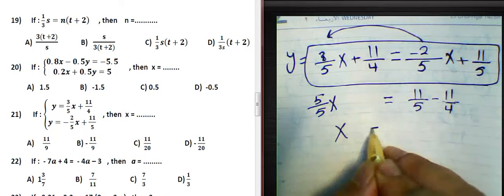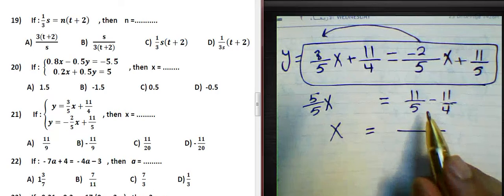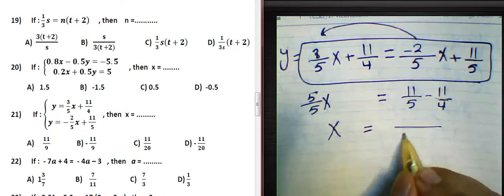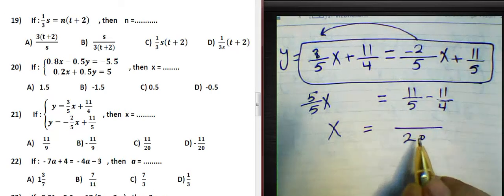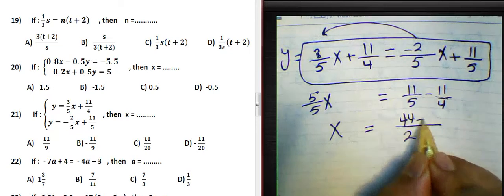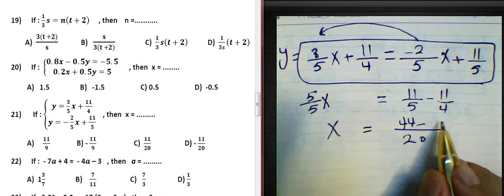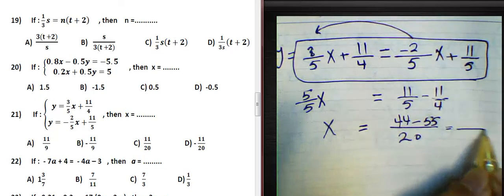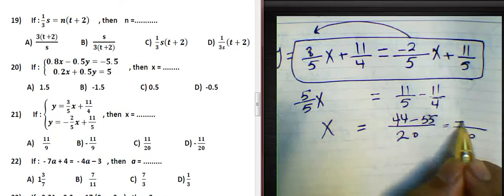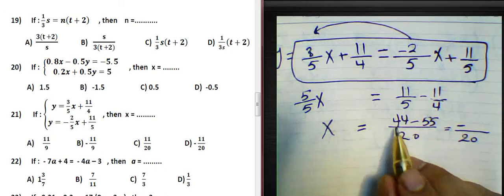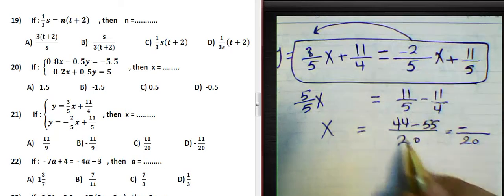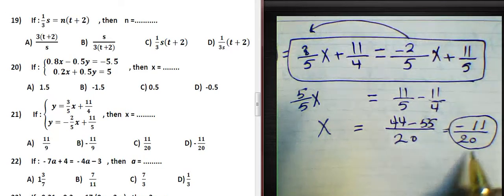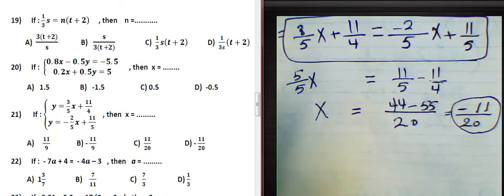So x will be the result of 11 over 5 and 11 over 4. We can write 20 here. 20 divided by 5 equals 4. 4 times 11 equals 44. Subtract 20 divided by 4 equals 5. 5 times 11 equals 55. Then we can write 20 here. We write negative, because 55 is more than 44. So the result will be negative, 5 minus 4 equals 1, and 5 minus 4 equals 1. So the result will be negative 11 over 20. The result will be D.